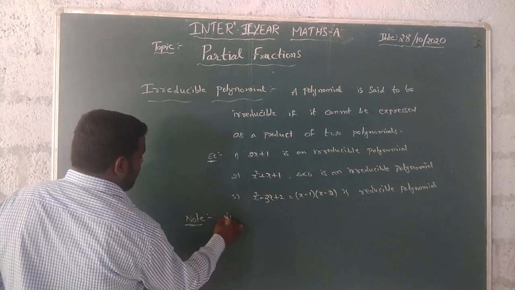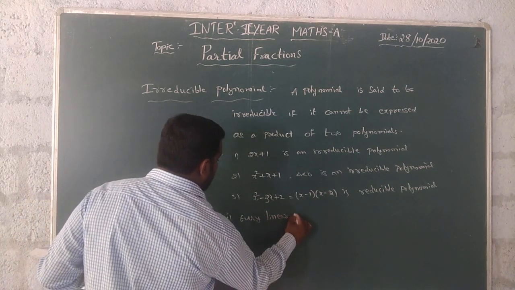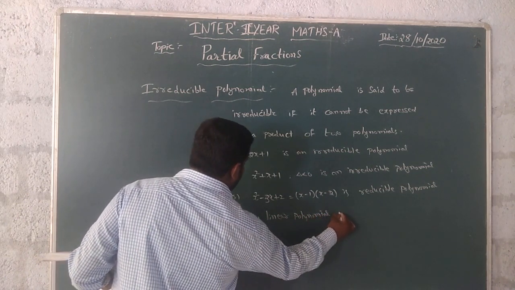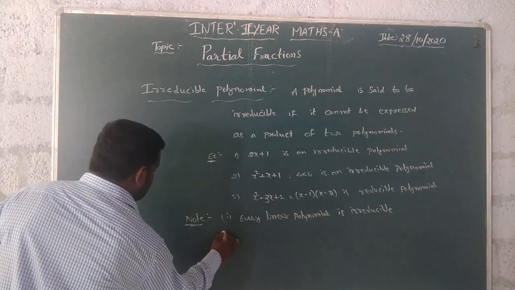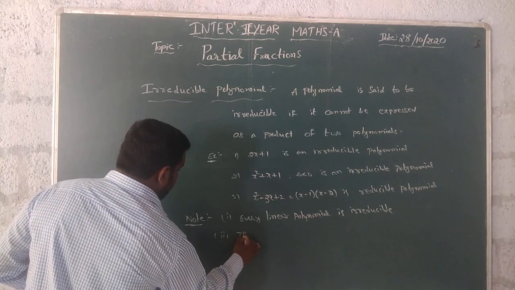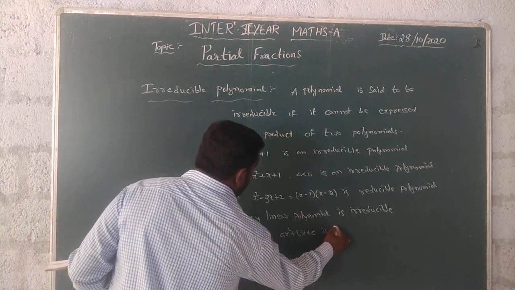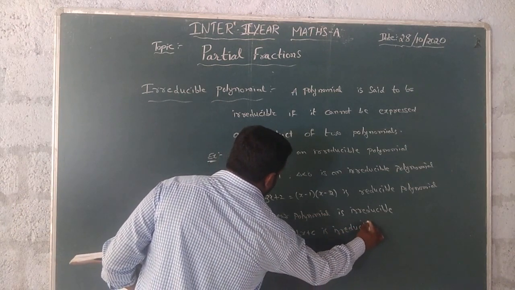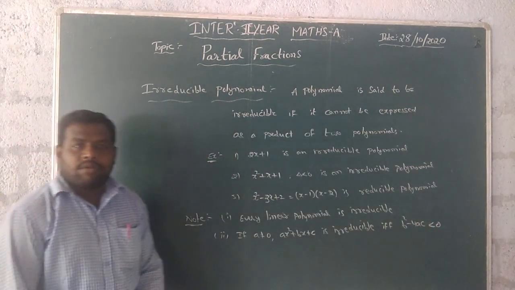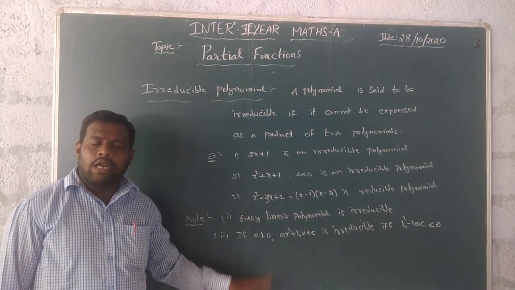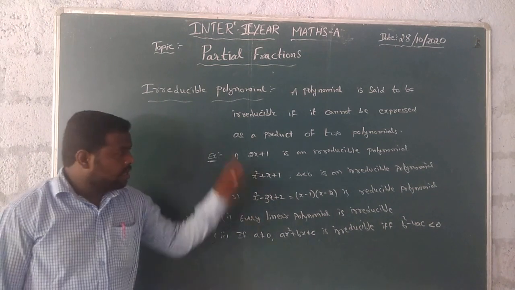First one, every linear polynomial is irreducible. Second one, if a is not equal to 0, ax square plus bx plus c is irreducible if and only if b square minus 4ac is less than 0. If the discriminant is less than 0, a quadratic expression is called an irreducible polynomial. If the discriminant is greater than or equal to 0, then the polynomial is called reducible. Okay, does everyone know this one?